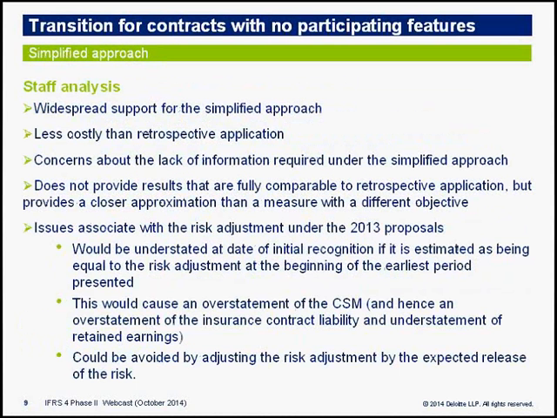Moving then to the second issue, as you remember, having now dealt with the issue as to whether there should be a restatement, the staff then tested the situation of guidance to be provided in the event that the IAS 8 impracticability situation is detected by an insurance company. So the 2013 draft IFRS proposed a simplified approach. The staff reported that there was widespread support for that. There was an acknowledgement that this is less costly than a retrospective application on a contract-by-contract basis, but there are concerns about the lack of information required under the simplified approach.